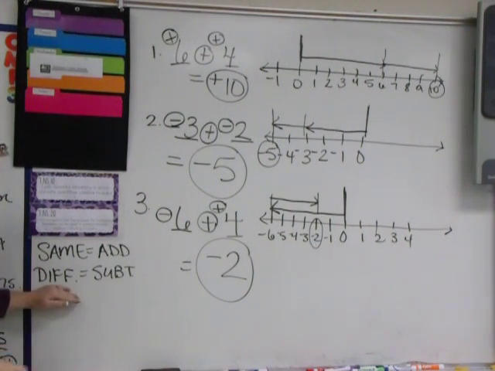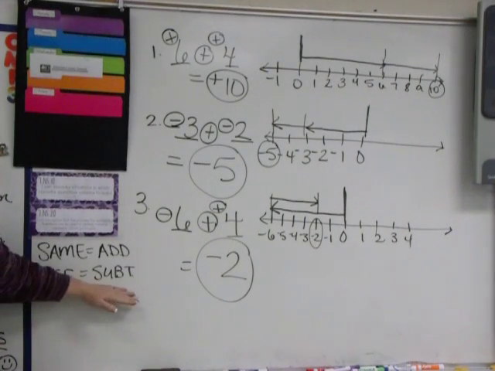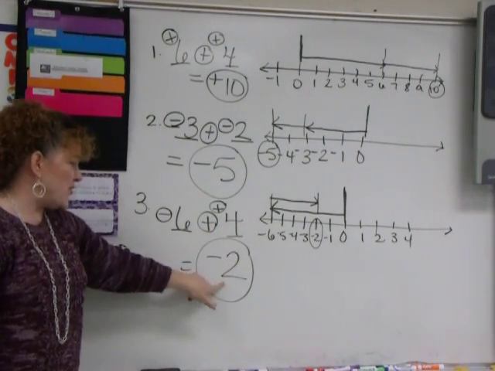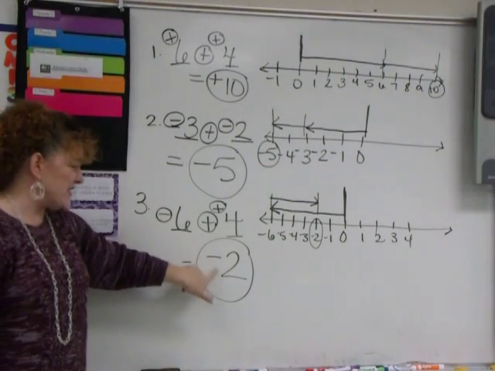So the rule said if they're different, I subtract. They are different. 6 minus 4 is 2. The higher one is negative, so it's -2.